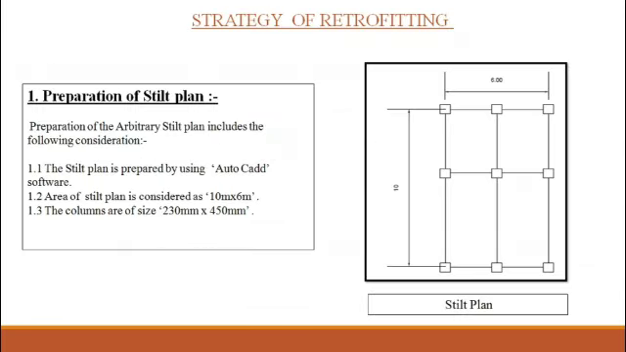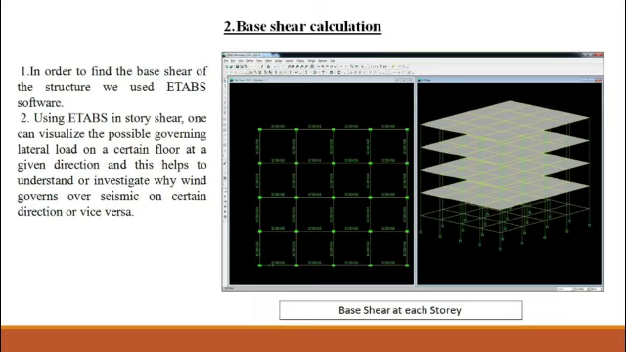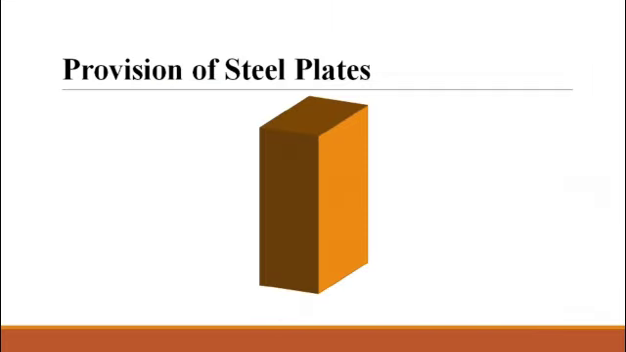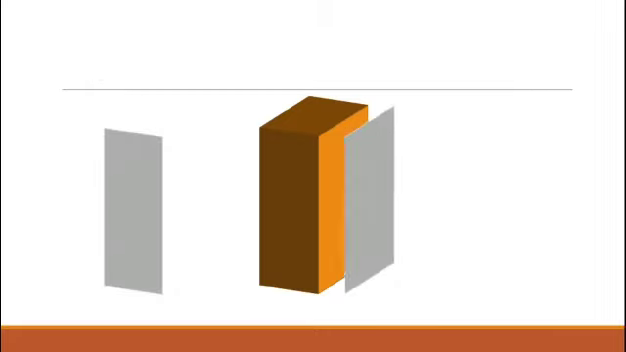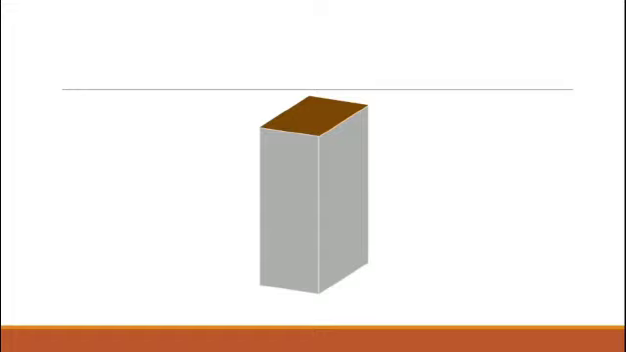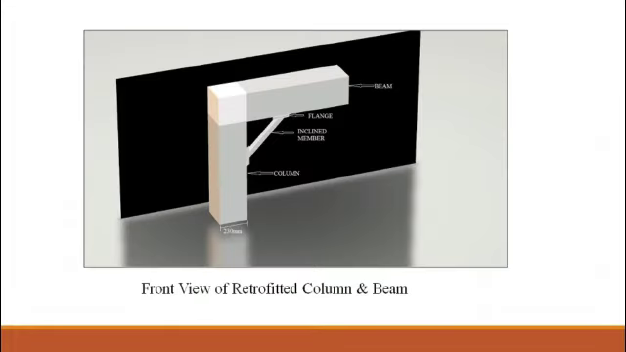For designing the system, a plan was taken which had stilt columns of dimensions 230 mm by 450 mm. The base shear calculation was done using ETABS. Now, considering that the columns are 100% deteriorated, the thickness of the steel plates was calculated. Also, to take care of the seismic loading and to maintain the perpendicularity of the structure, an inclined member was also provided. So this is how our retrofitted system would look.